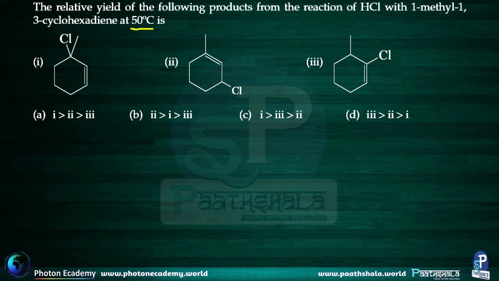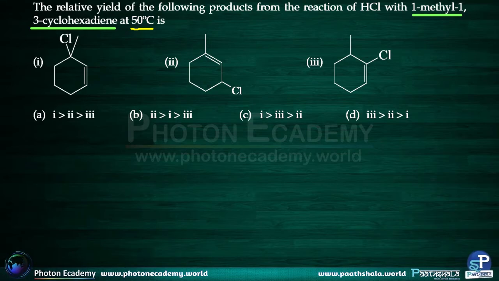For these types of chemical reactions, 50 degrees centigrade is taken as a high temperature. What you must also have observed is that we have been given a specific organic compound, 1-methyl-1,3-cyclohexadiene. So the general approach is to first make the molecular structure of this compound.